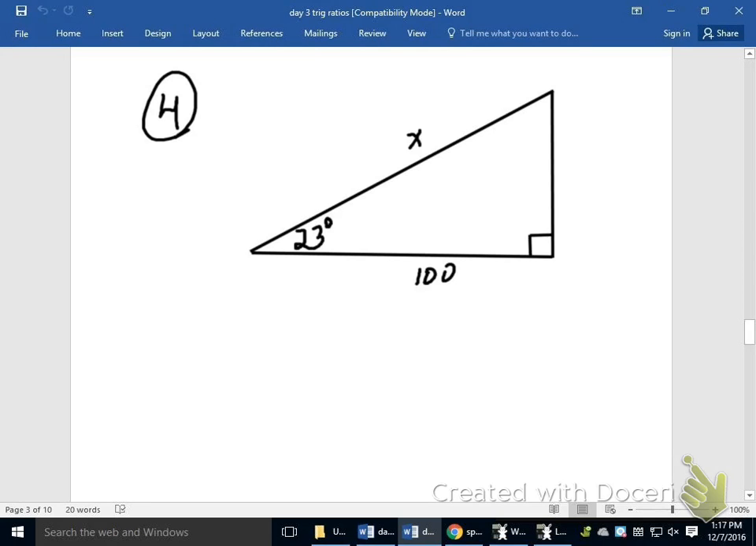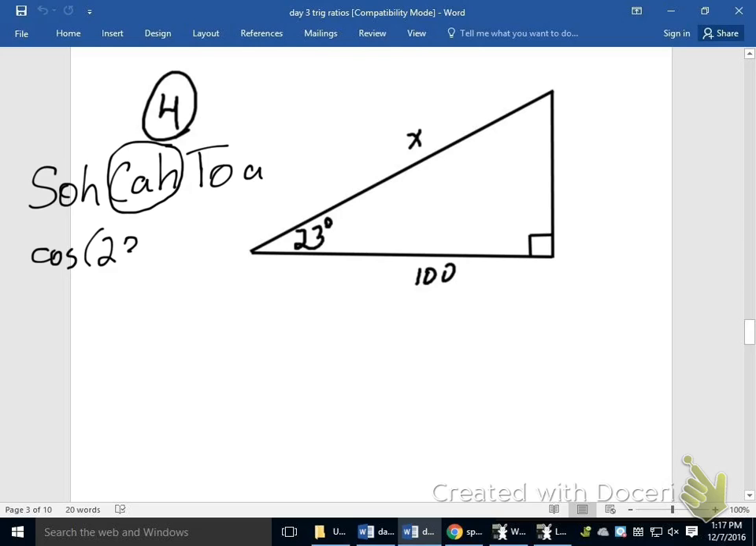On this problem, I'm going to do it again, writing out my little cheat. If you do that on every problem, you're going to get really used to writing that out. With this problem, the side that's not involved is the opposite side. 100 is adjacent to the 23 degrees and x is the hypotenuse. So I'm going to be using cosine on this problem. The cosine of 23 degrees will equal adjacent over hypotenuse. This one is actually going to have the number on the numerator, 100 over x, the hypotenuse.